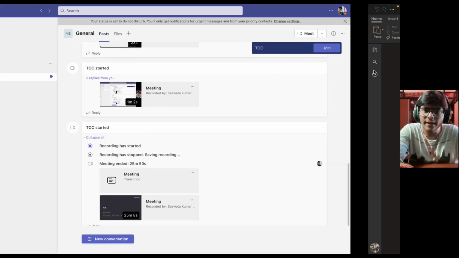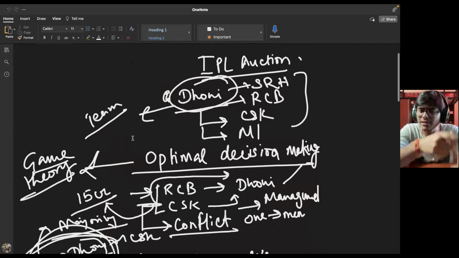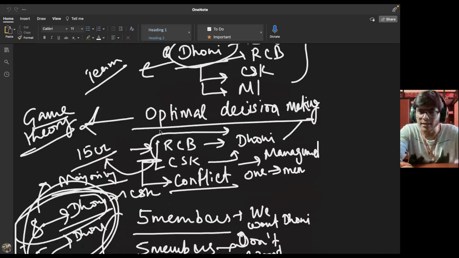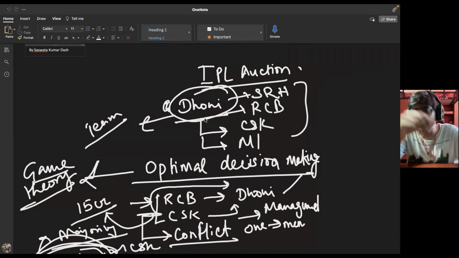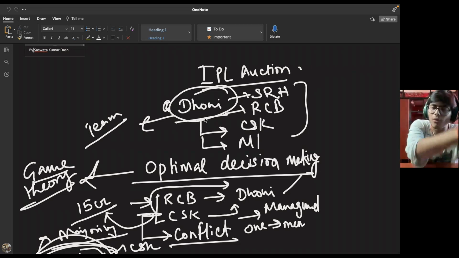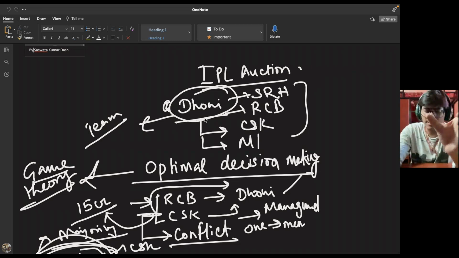Here you can see we have RCB, CSK and Mumbai. Let's take these three teams. RCB wants Dhoni, CSK wants Dhoni, and Mumbai too. All 8 teams are bidding for Dhoni, right? And what's the base price of Dhoni? It's 2 crore, and the bidding goes higher and higher. This is an example of a bidding auction. It's a bidding game, it's game theory. Here the optimal decision is made by the management, that we need to bid for this player according to the budget which they have been given, right?